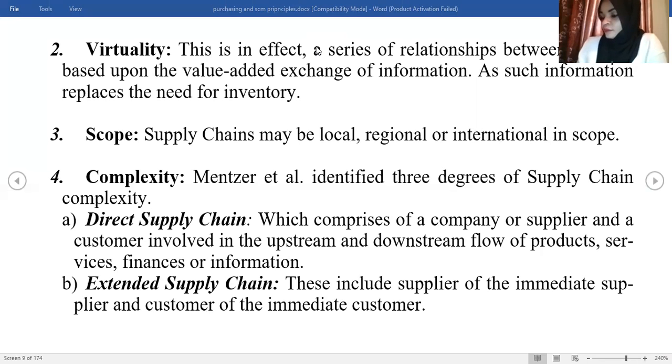Then we also have the international supply chain. If you have a chain that cuts across two or three continents, or even the globe, then you are an international chain. For example, DHL is an international chain because it operates in almost every country in the world. Coca-Cola is an international chain because it has branches all over the globe.